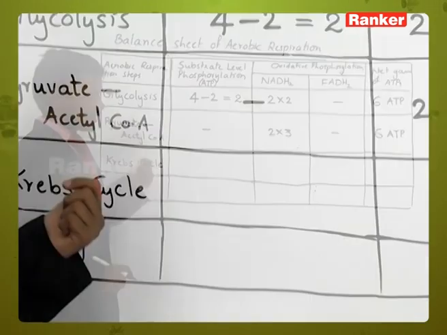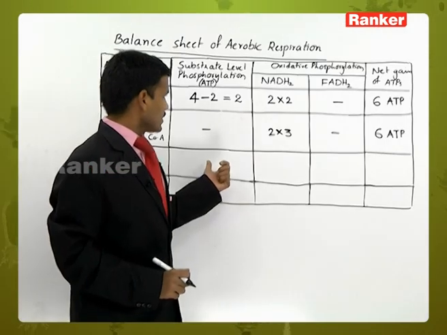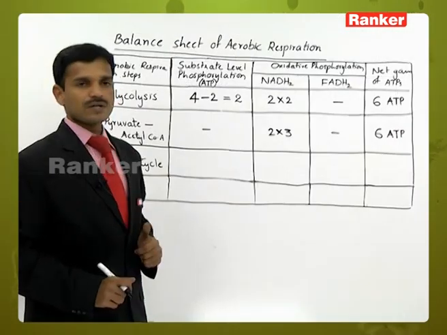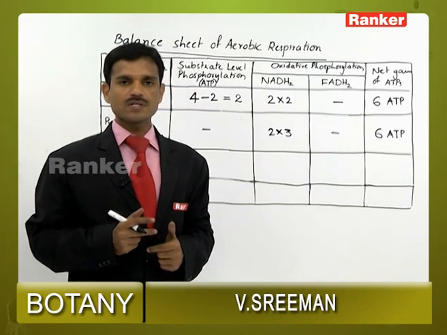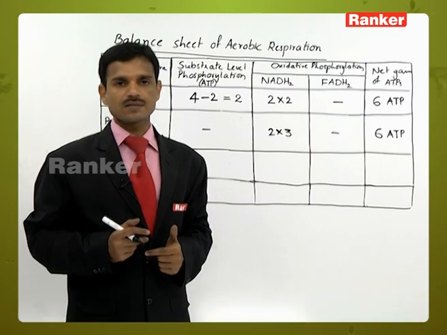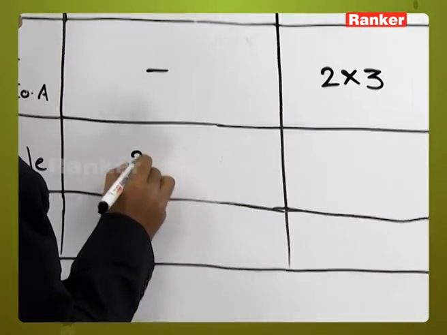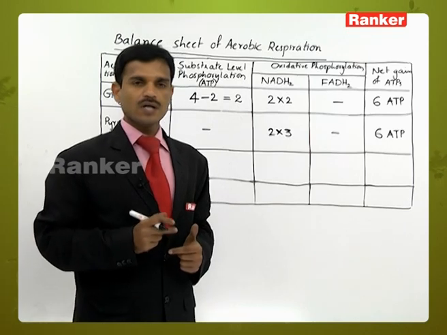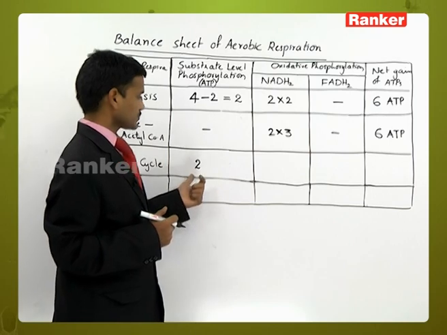Next, third step, Krebs cycle, also taking place in the mitochondrial matrix. Here, in Krebs cycle, by substrate level phosphorylation, 2 ATPs are produced between succinyl coenzyme A to succinic acid. There 2 ATPs are produced by substrate level phosphorylation. GTPs are also equal to ATPs. Here 2 ATPs are produced.